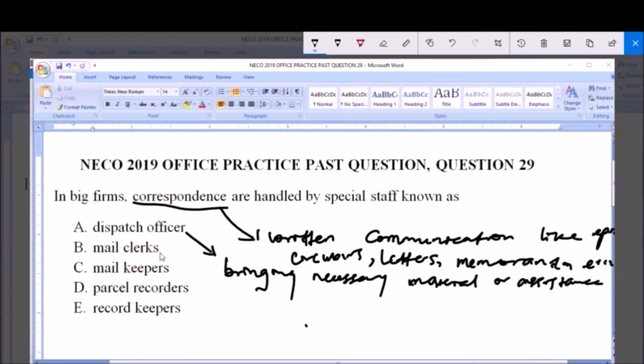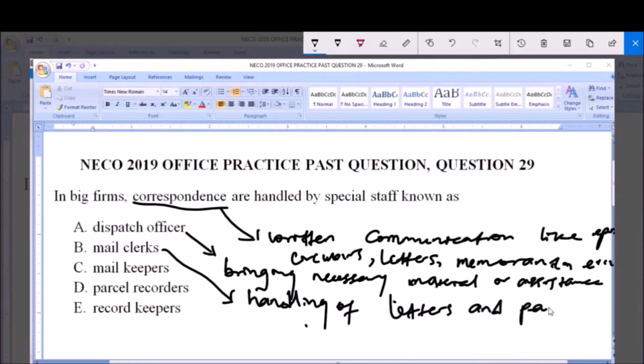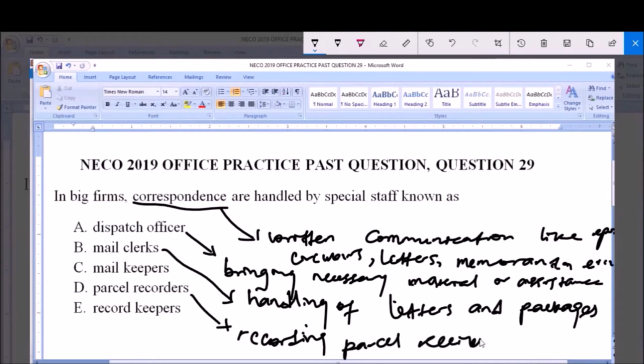Then B says what? Mail clerks. Now mail clerks are responsible for the handling of letters and packages. That is, they're responsible for handling what? Correspondence. Now this is parcel recorders. Now these parcel recorders are responsible for what? Recording. They record what? Parcels received or sent in an organization.